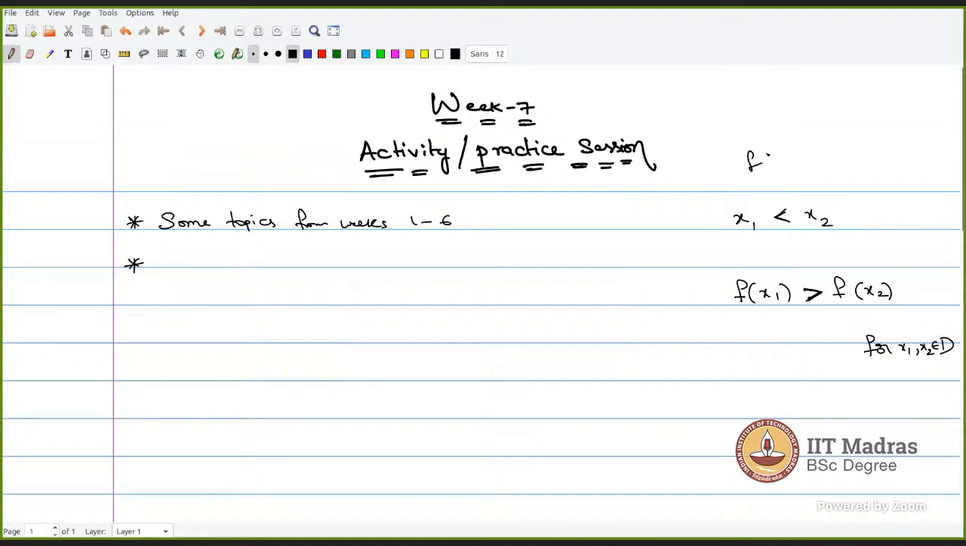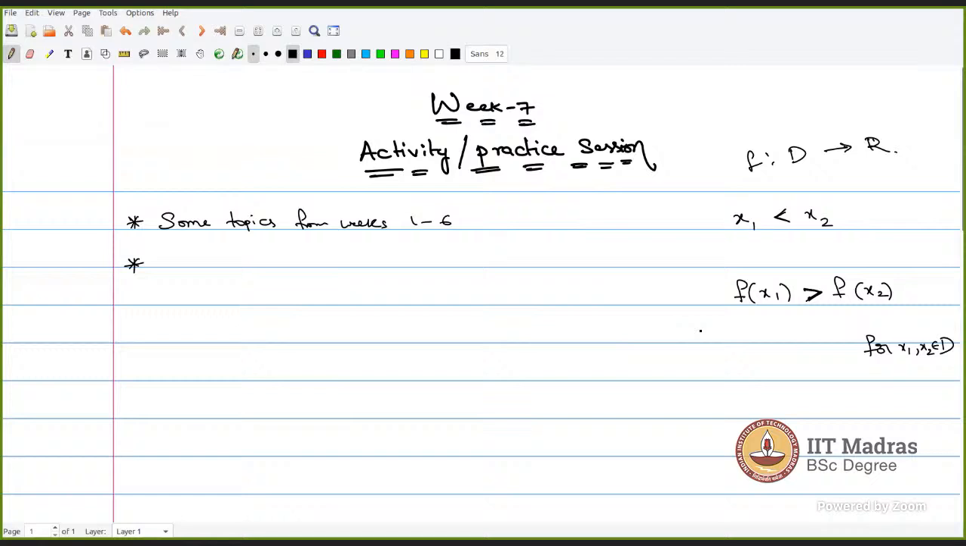Okay, there is a function from domain to range. If I take 2 points in the domain where one value is less than the other, and f of x1 is greater than f of x2, then it is strictly decreasing. When x is increasing, if f of x is decreasing, then it is a decreasing function.